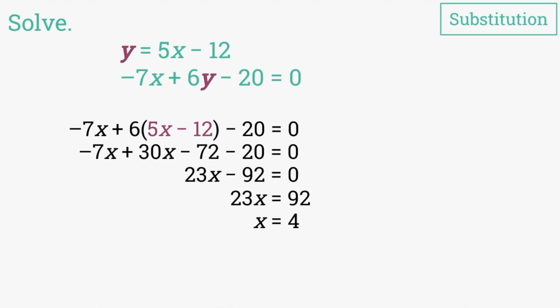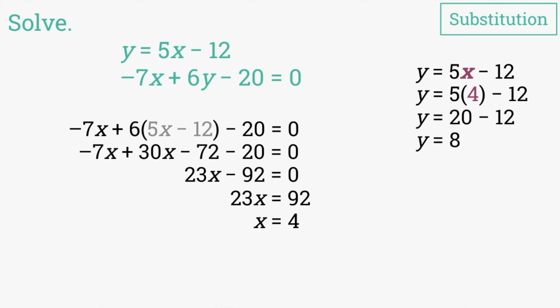So we have the x-coordinate of the solution, but how about the y-coordinate? If we substitute 4 for x in either equation and solve for y, we'll find the y-coordinate of the solution. Let's try it with the first equation. We get y equals 5 times 4 minus 12, which simplifies to y equals 8. Great work! The solution to this system is the point (4, 8). How about we work out one last problem?